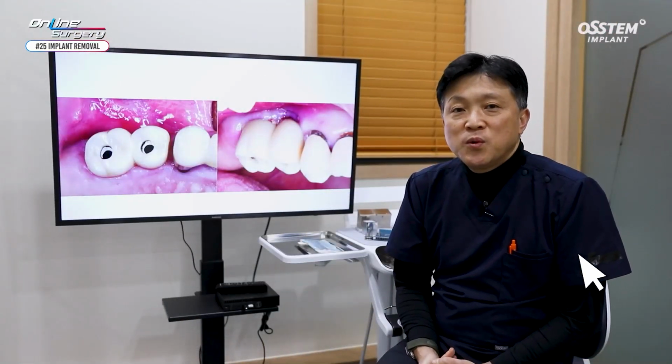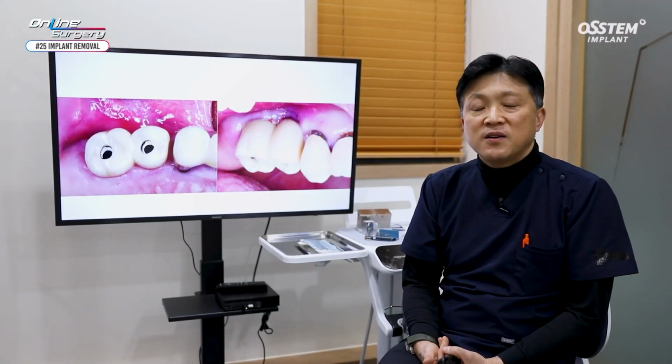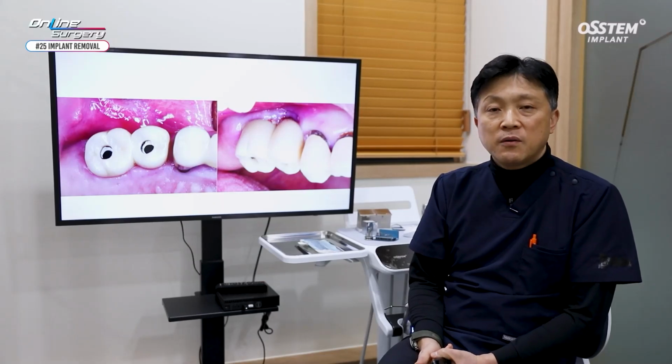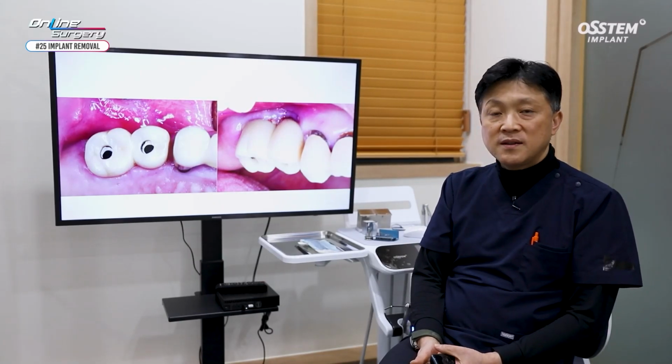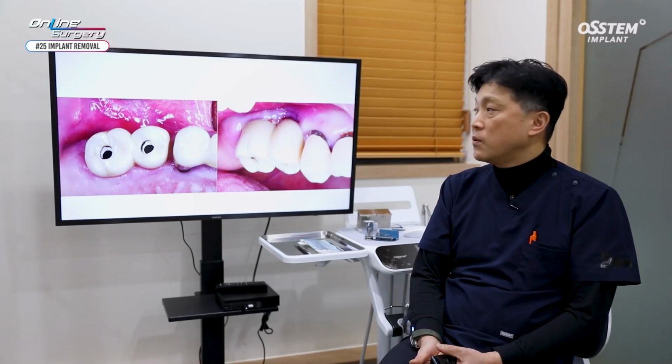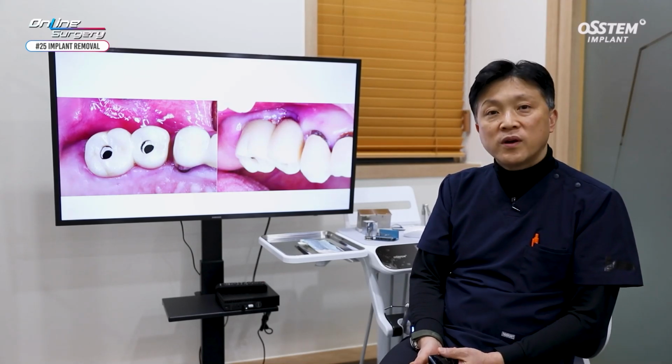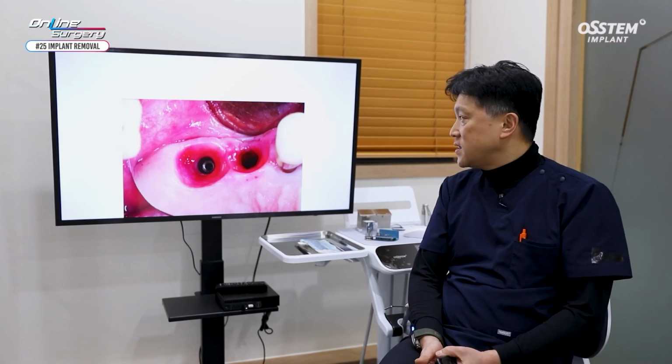Did you enjoy the surgical clip? There was nothing much special. After prosthesis removal, the implant was removed. On the distal implant, a healing abutment was connected and bone graft was performed where the mesial implant was.